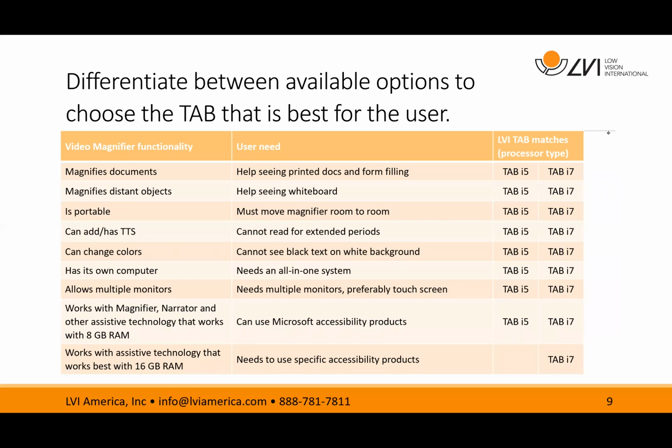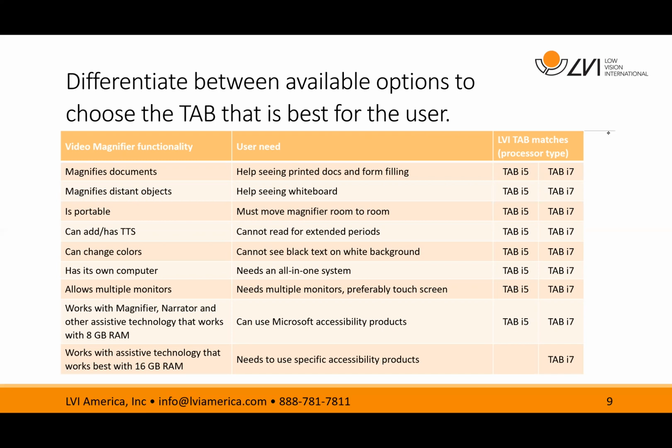One of the other things we wanted to talk about today is we wanted to make sure you understood all the things that the tab could do, but also pick the right one for the person that you're working with. Do they need an i5? Do they need an i7? Does it work across the board if they have either? Just thinking about the different things that they're going to be doing. So if somebody wants to magnify a document, they just want to do the basic features, you basically can do that with the i5 or the i7. There's not a problem with either.